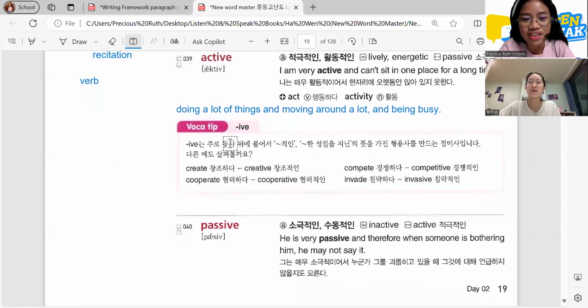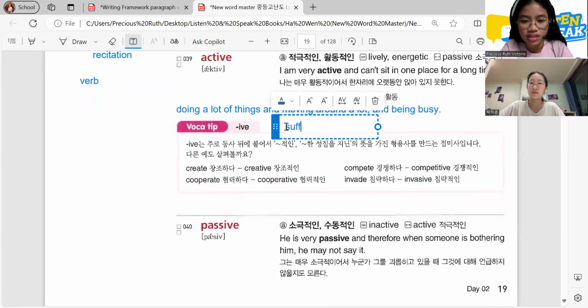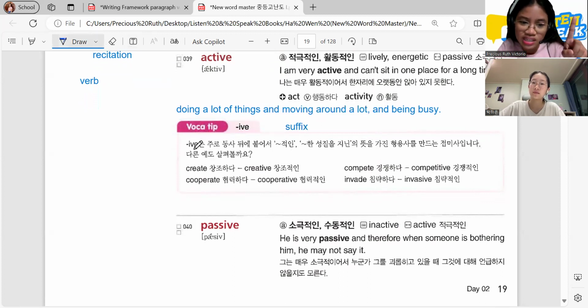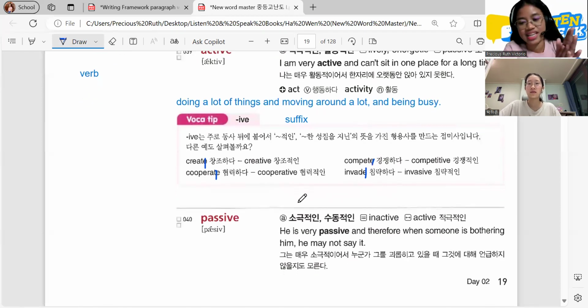Okay, so we have a suffix, IVE, at the end. We will add IVE in the end, right? So we will just erase the E and then add I here. Okay, we will just add IVE. Okay, last is passive. Passive. Okay, please read.